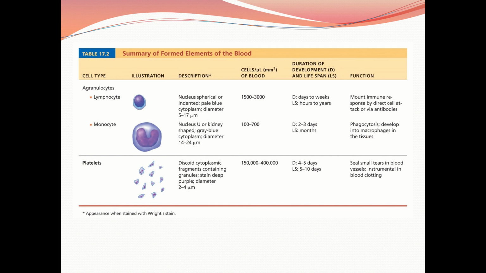And then monocytes will have a nucleus that is U or kidney shaped, and they will do phagocytosis and will develop into macrophages in the tissues. And so these are the largest of the leukocytes, which makes sense because macro means large and phage means to eat. So they are large cells that will eat debris and bacteria. Then we have the platelets, which are going to be fragments that will seal the small tears in the blood vessels, and they are instrumental in blood clotting.